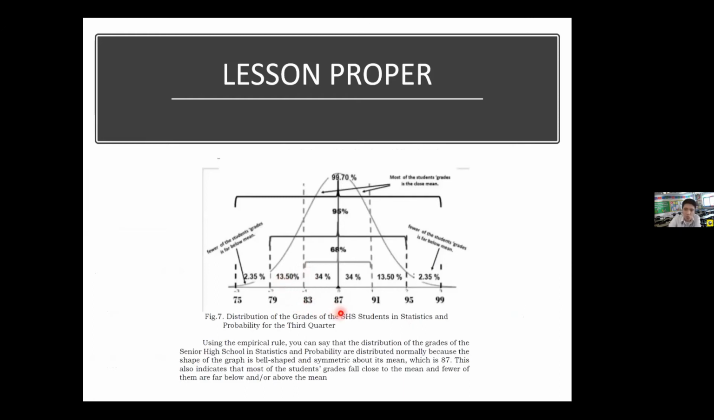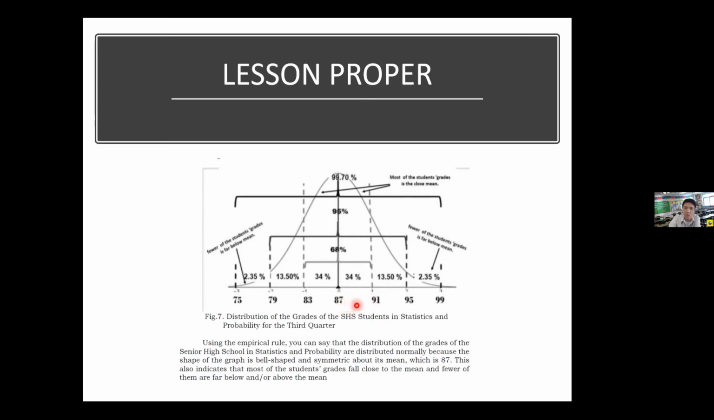So, example daw, this is the distribution of grades of SHS students in statistics and probability. Kung tanaw na to, 75 to 99. So meaning, nasa center sa 87, meaning ang average grade ani is nasa 87. Tapos, 1 unit, meaning 99. So from 87 to 99, isa na ka standard deviation. So therefore, kung ato nang i-minus, we have 4.